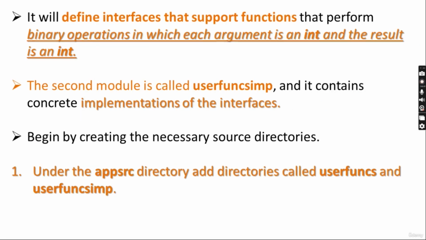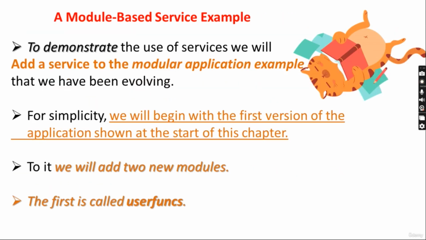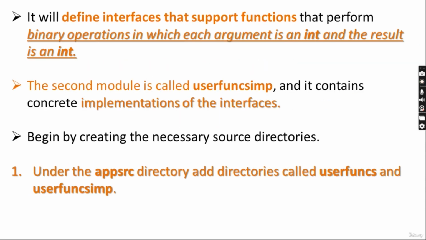First is called user functions. It will define interfaces that support functions that perform binary operations in which each argument is an integer and the result is also an integer. Okay, so we will add two new modules to that first version to understand the module-based service example. The first module we will add is called user functions.